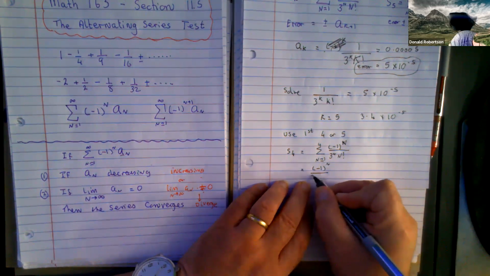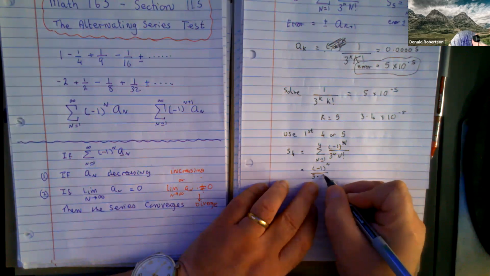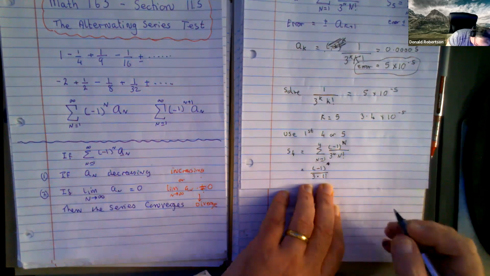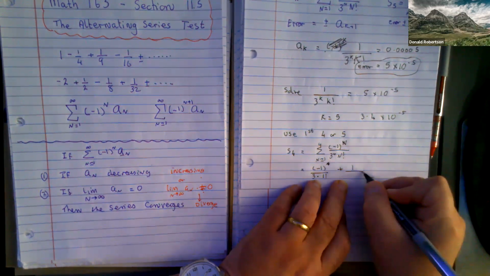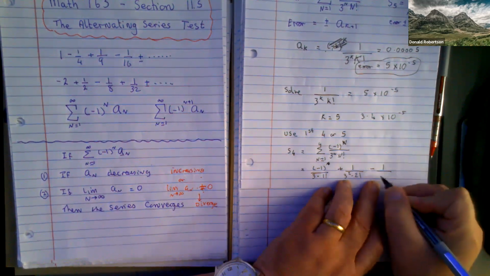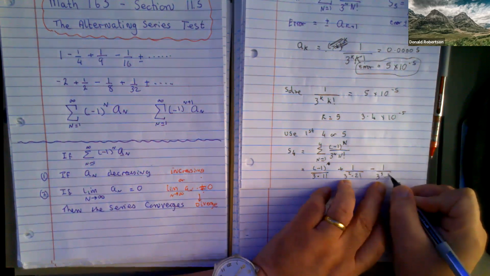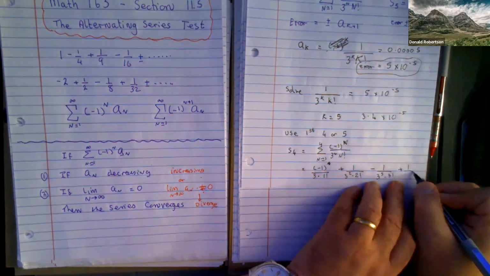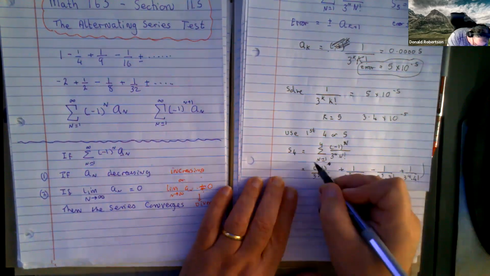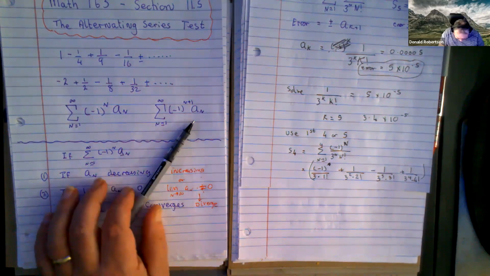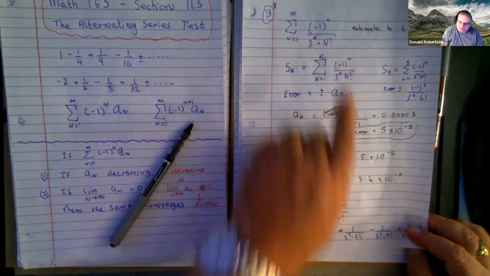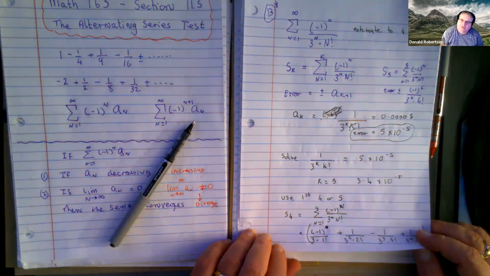Negative 1 to the n, over 3 to the 1 times 1 factorial. Right. And actually, negative 1 to the n is negative 1. Right. So then it's plus 1 over 3 squared times 2 factorial. Then it's negative 1 over 3 cubed times 3 factorial. And then it's plus 1 over 3 to the 4 times 4 factorial. And when you add that horrible mess up, it will be the estimate for what this series adds up to, correct to 4 decimal places.